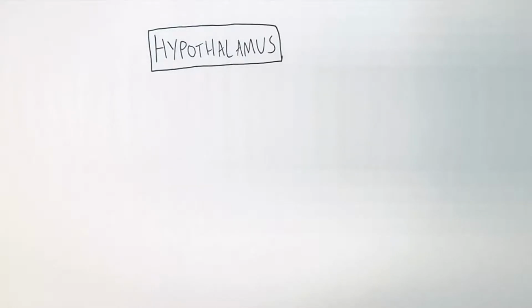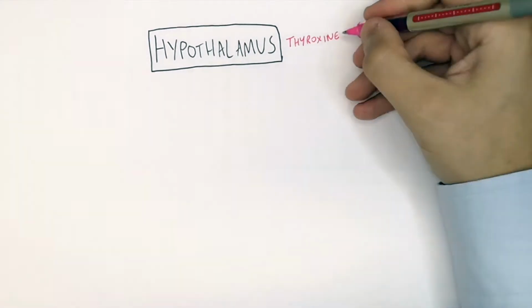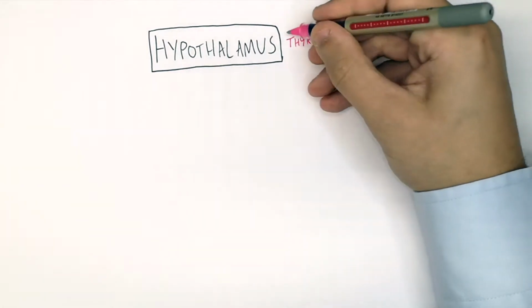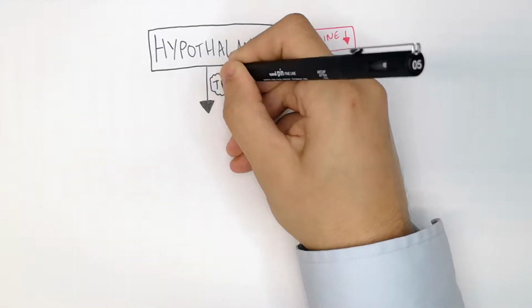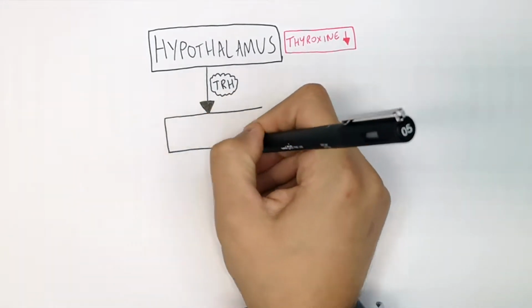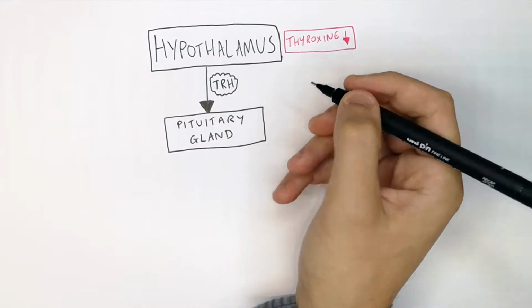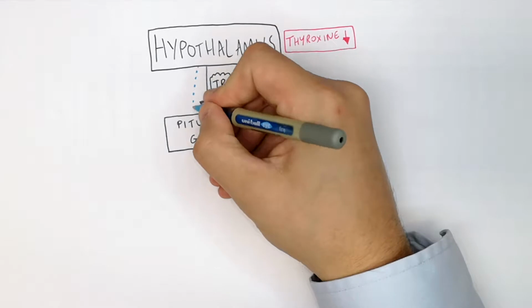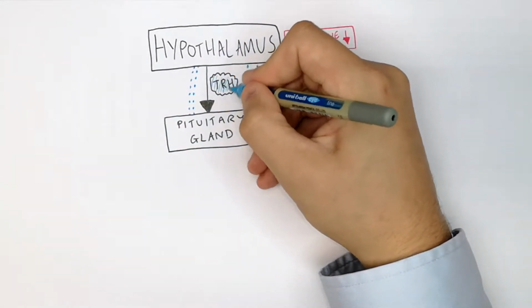The hypothalamus below the brain detects thyroxine levels in the blood. So when thyroxine levels are low, the hypothalamus detects this and secretes TRH, which travels in the blood to the pituitary gland.